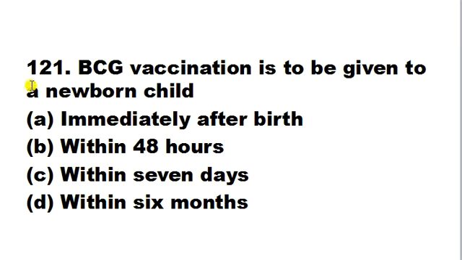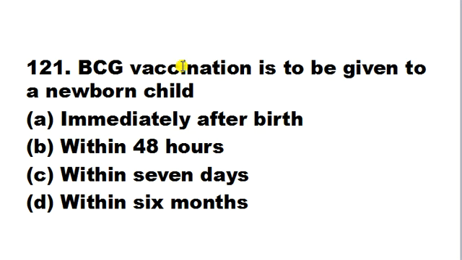We had discussed 120 questions in part 3 videos. Now we will start from question number 121. BCG vaccination is to be given to a newborn child immediately after birth, within 48 hours, within 7 days, within 6 months. So they are basically asking about the BCG vaccination.